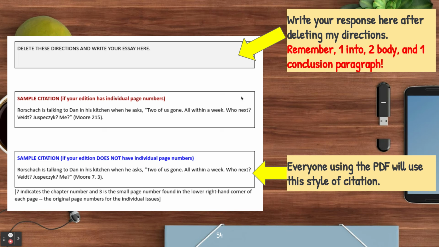You'll notice underneath I gave sample citations. One was if you had the physical book in front of you, which most of you do not. Most of you are using the PDF. So you would use this citation. The PDF doesn't have specific or individual page numbers, so you have to give the chapter number and then the page. So it'd be Moore, the author's last name, chapter 7, period 3, right? So Moore 7, period 3. And that explanation is there at the bottom for you to look at as well.